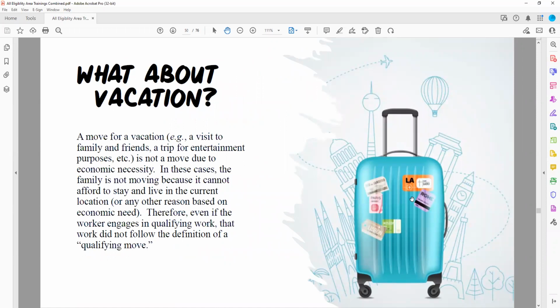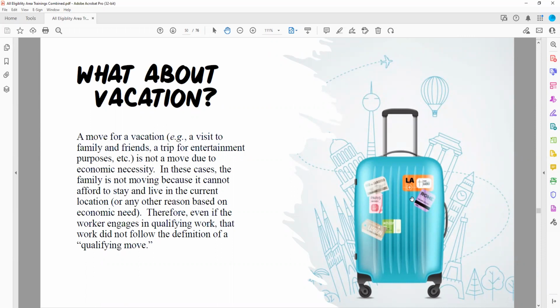What happens if you go on vacation? We just talked about economic necessity. A vacation would not be due to economic necessity. So if you're going to visit friends or family, even if you may work for a little bit on that trip, if it wasn't for economic necessity, if you wouldn't have gone if the work wasn't available or something like that, then that's not a move. It wouldn't be a qualifying move.